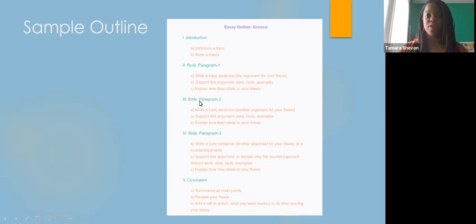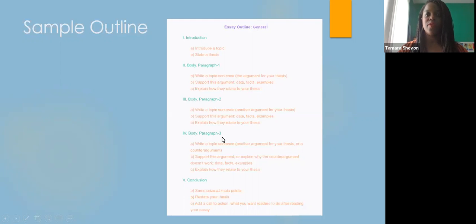Okay, so for body paragraph number 2, you're doing the same thing. What is the topic that you're talking about in body number 2 based on the thesis? What are you going to use to support that? What data have you found? What facts have you found? What examples can you use to relate this body paragraph to your thesis? And then you explain how it relates to your thesis again.